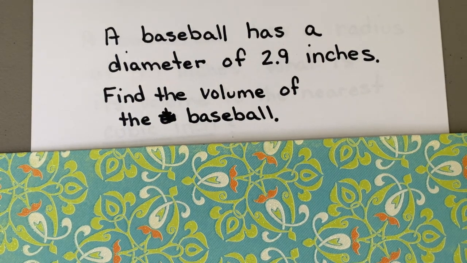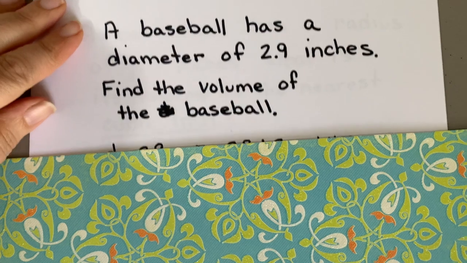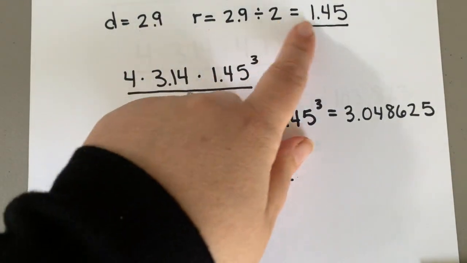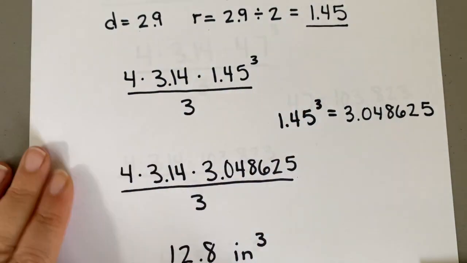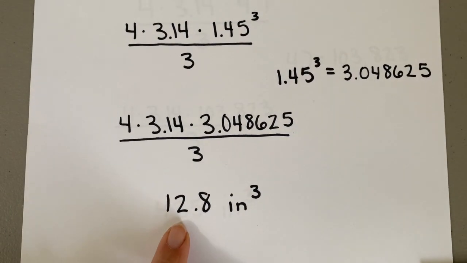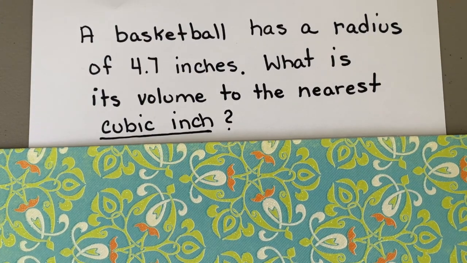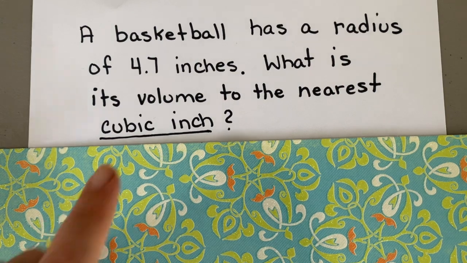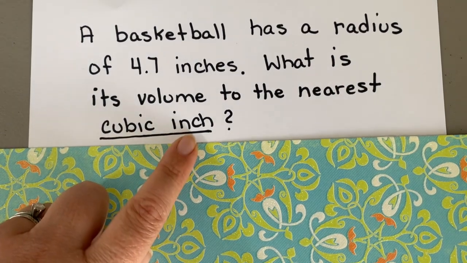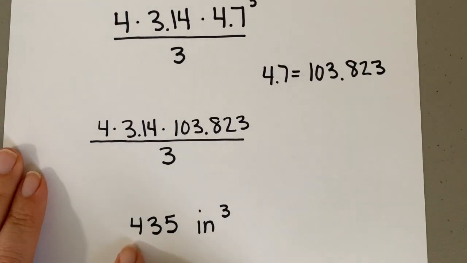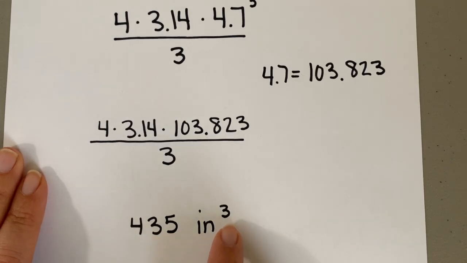A baseball has a diameter of 2.9 inches. Find the volume of the baseball. Again, with that diameter, we have to find the radius, so the radius was 1.45, and your final answer should have been 12.8 inches cubed. A basketball has a radius of 4.7 inches. What is its volume to the nearest cubic inch? And they gave us the radius. Now, to the nearest cubic inch means that at the end you round to the nearest whole number, so that would have been 435 inches cubed.